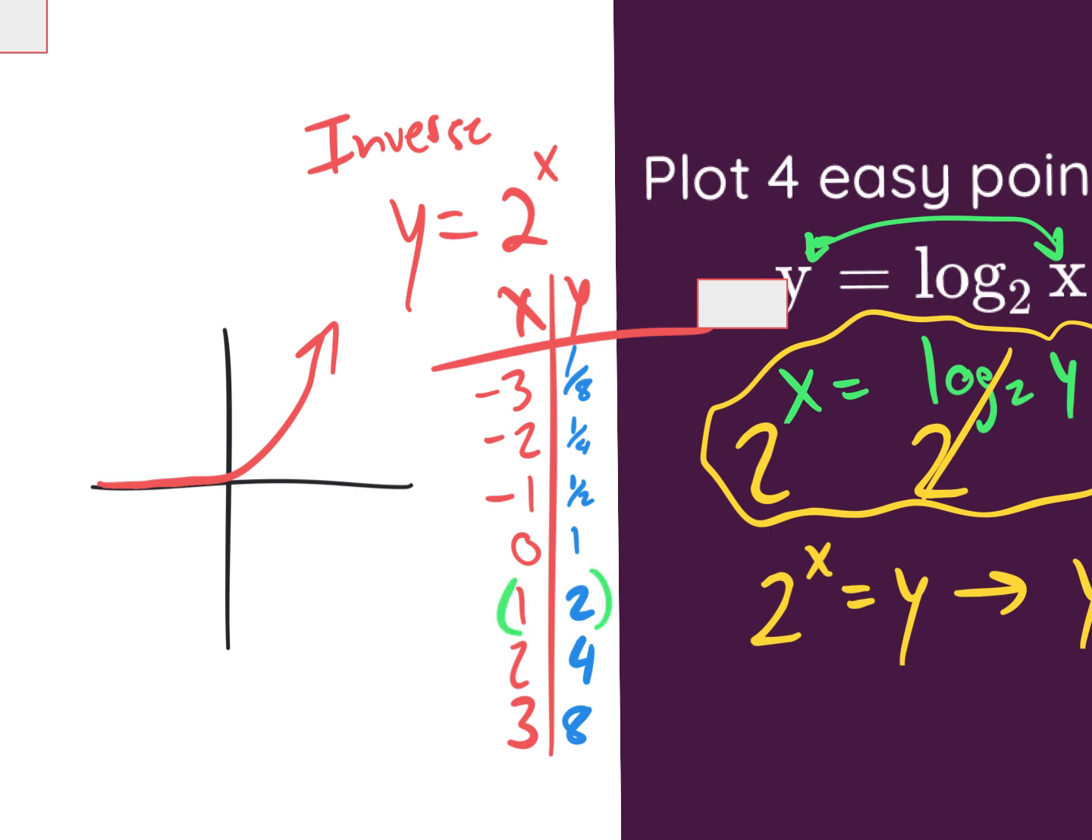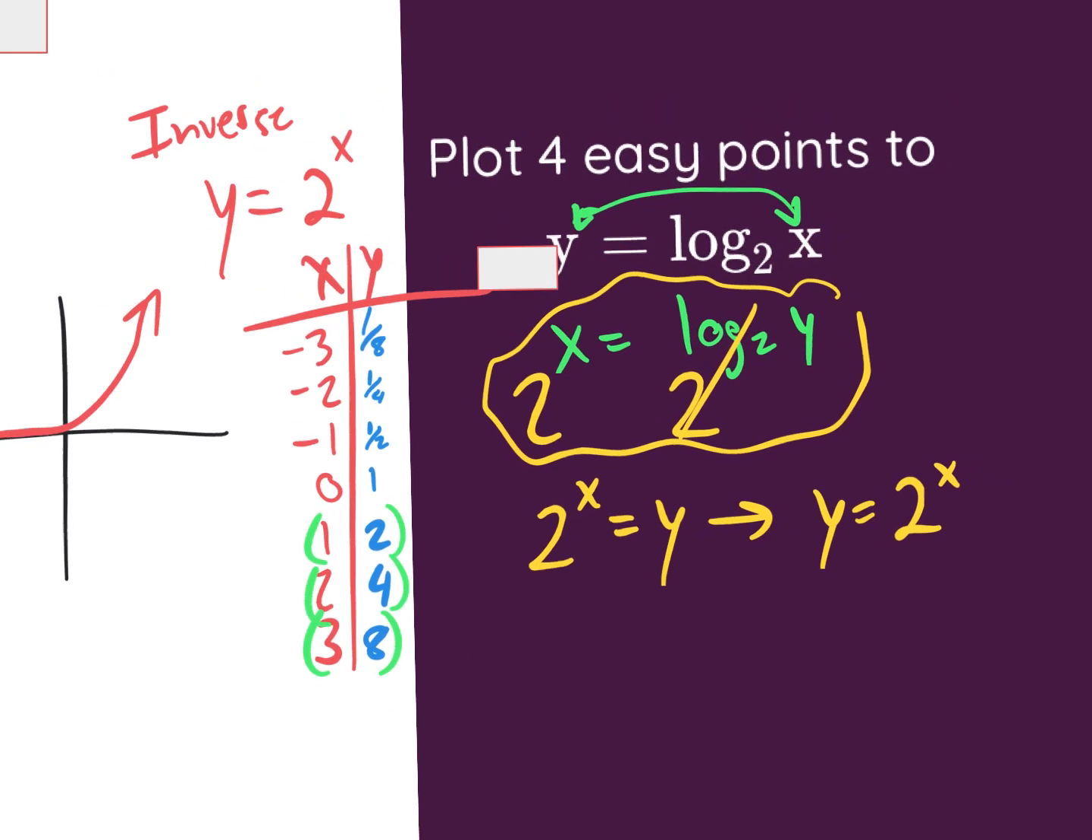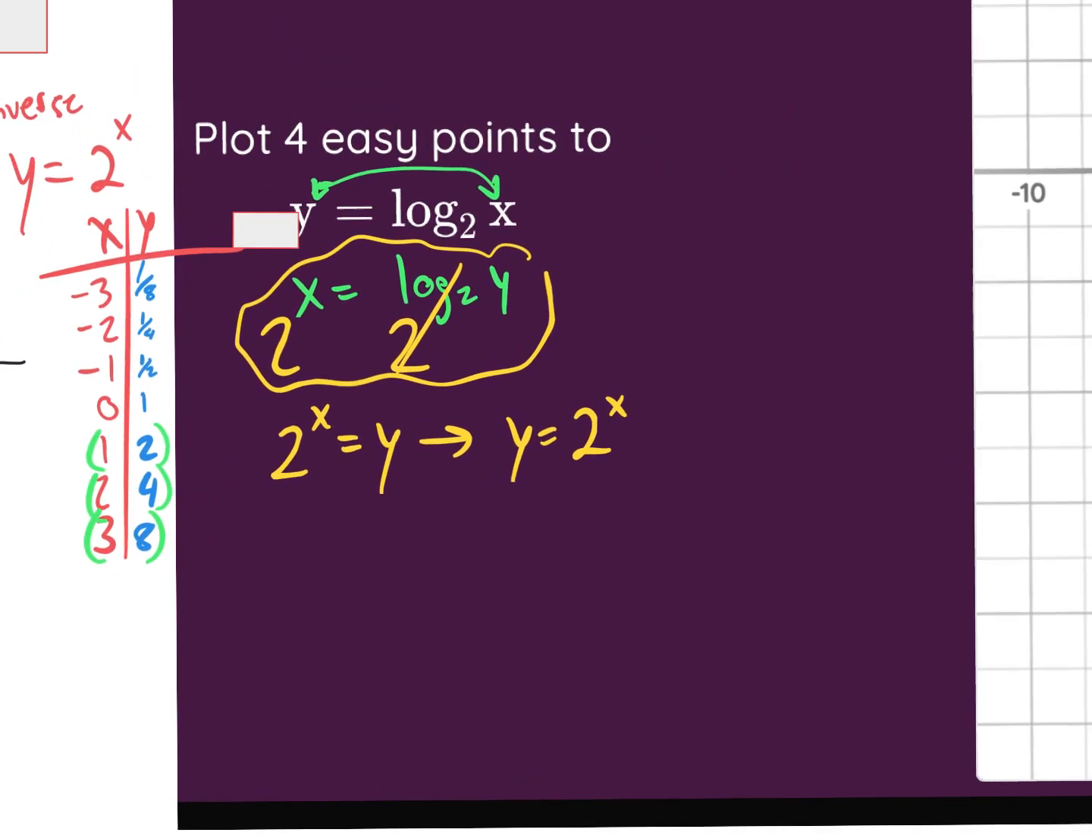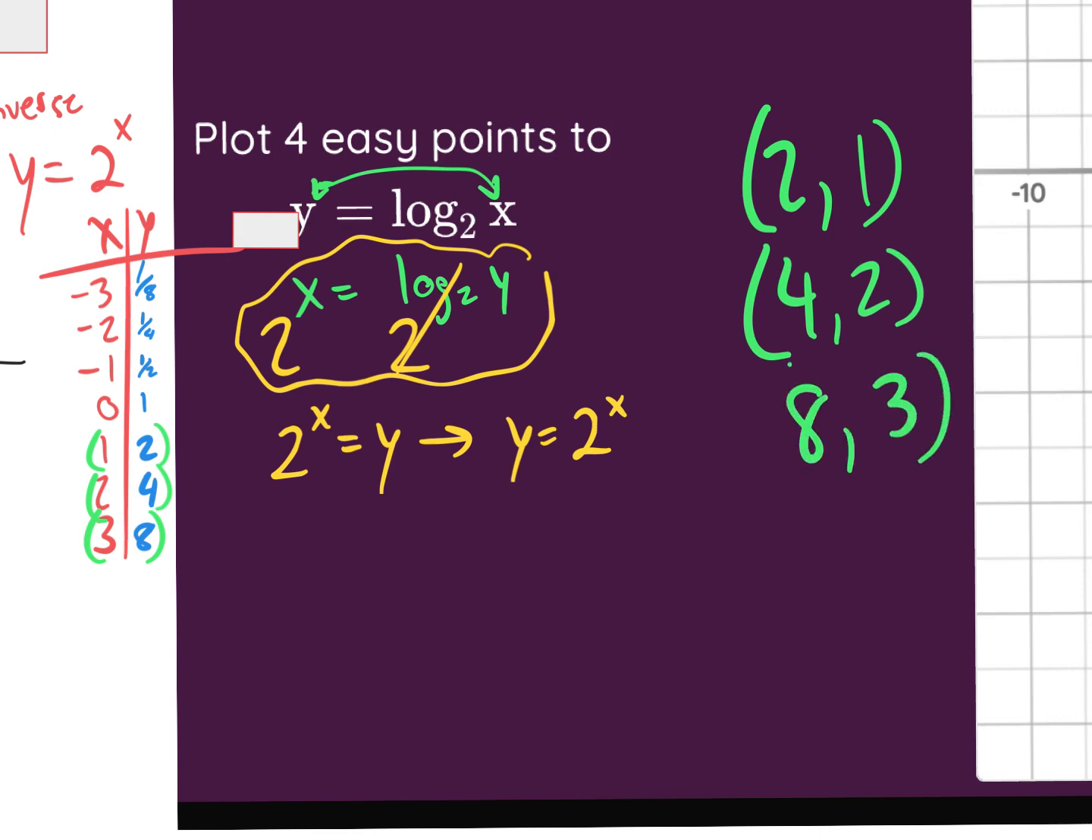So the 1, 2, you're going to switch it back to 2, 1. The 2, 4, you're going to switch it to 4, 2, and the 3, 8, you're going to switch it to 8, 3. So I'm going to go over here, and I'm going to switch those coordinates. I'm going to put the coordinates in green. So 2, 1 instead of 1, 2, 4, 2 instead of 2, 4, and 8, 3, I'm sorry, instead of 3, 8.